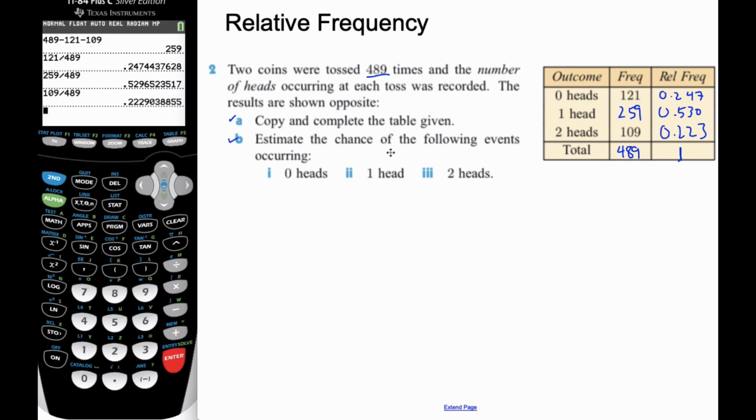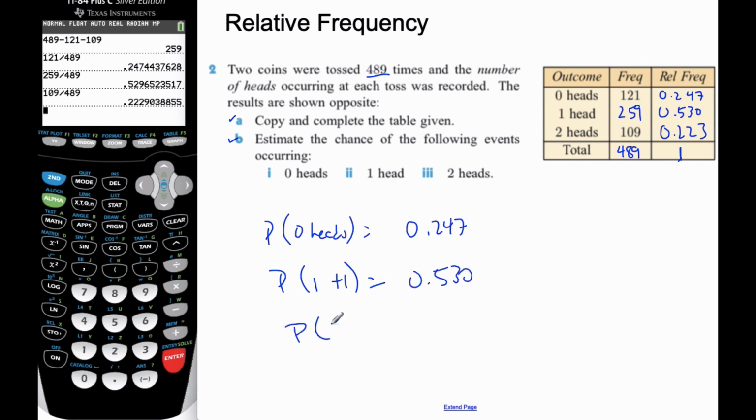It says estimate the chance of the following events occurring. The probability of getting 0 heads, well, that's going to be 0.247. The probability of 1 head, well, that's going to be 0.530, and then the probability of 2 heads, well, again, that's going to be 0.223. So here's your introduction to relative frequency.